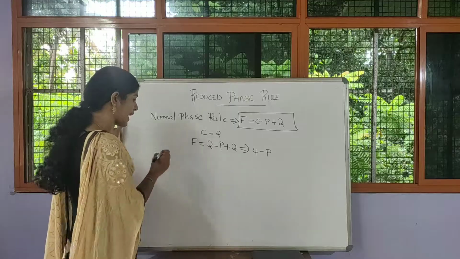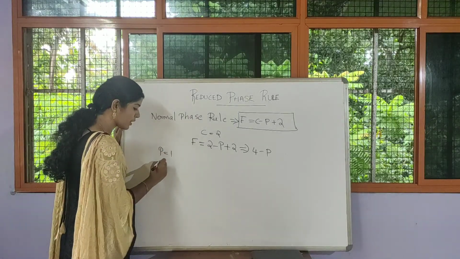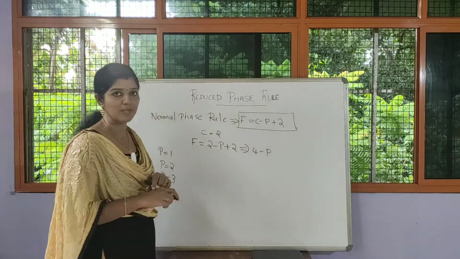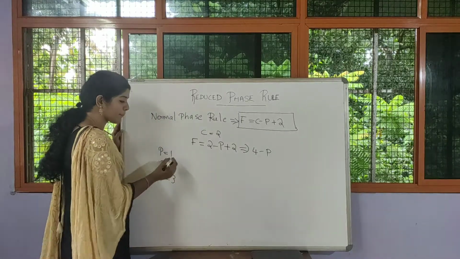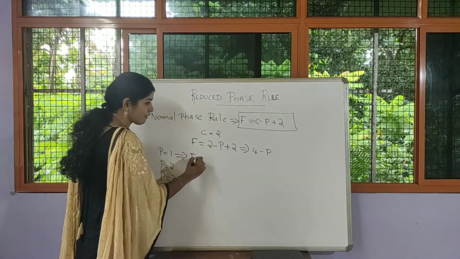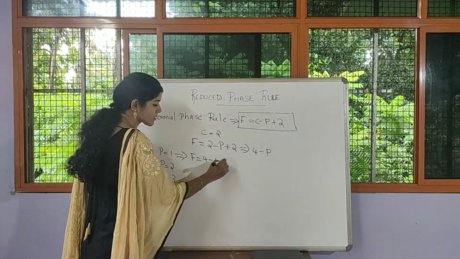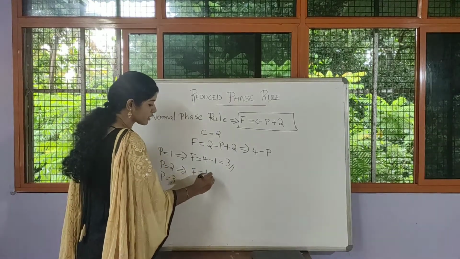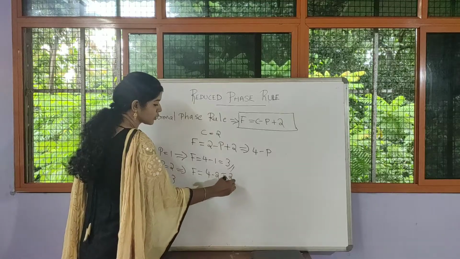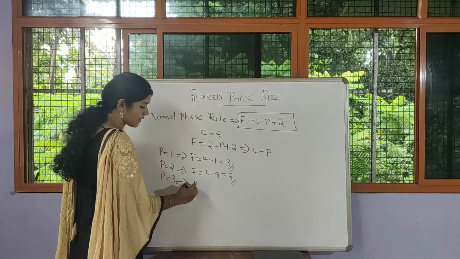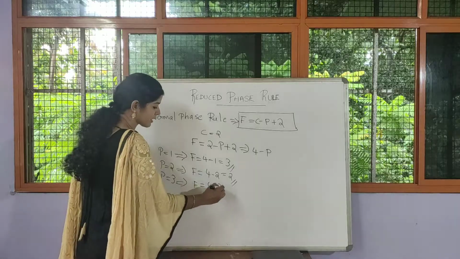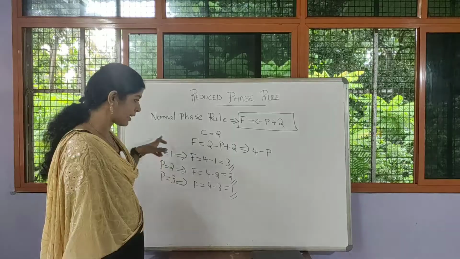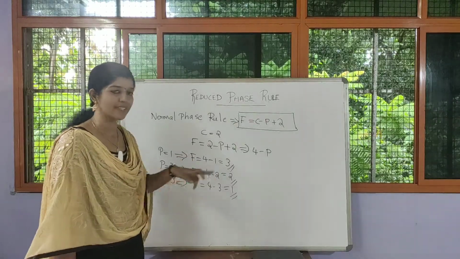Now phase can be either 1 or 2 or 3. So these are the three possible values allowed for phase. Now when p is equal to 1, we will get f = 4 - 1, that is 3. And when p is equal to 2, you will get f = 4 - 2, that is 2. And when p is equal to 3, we will get f = 4 - 3, that is 1.